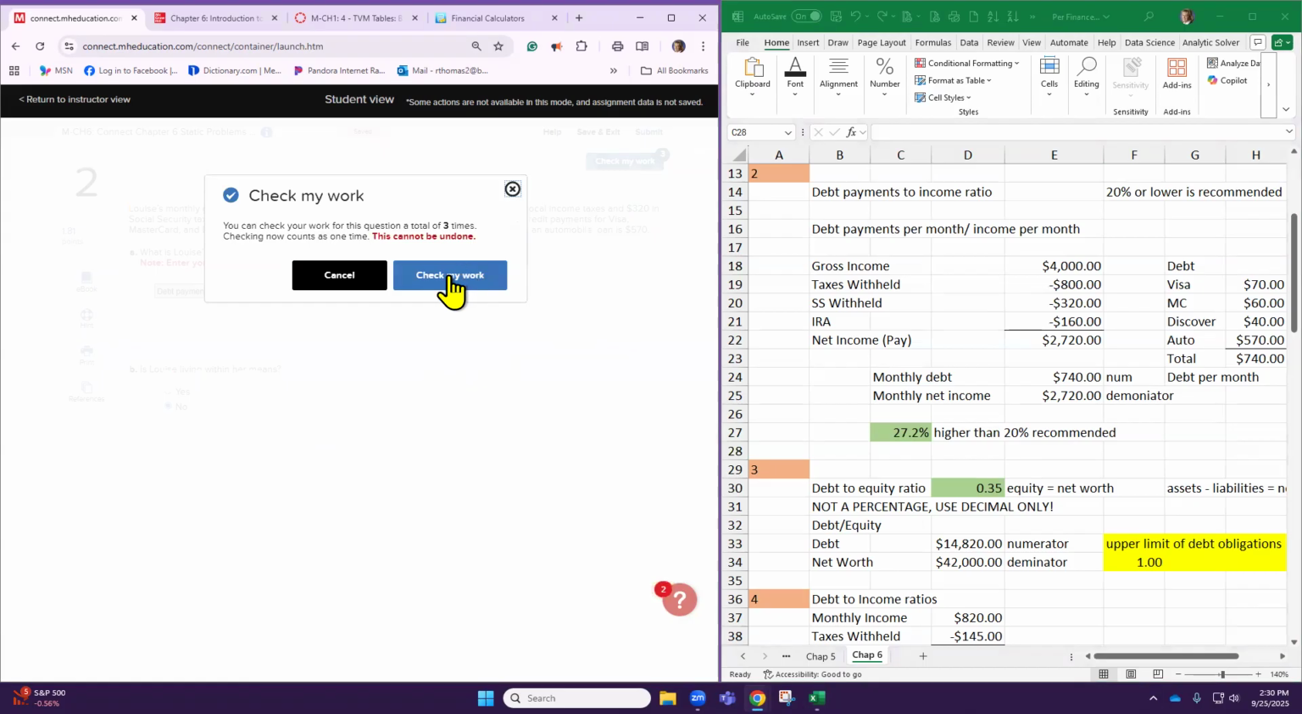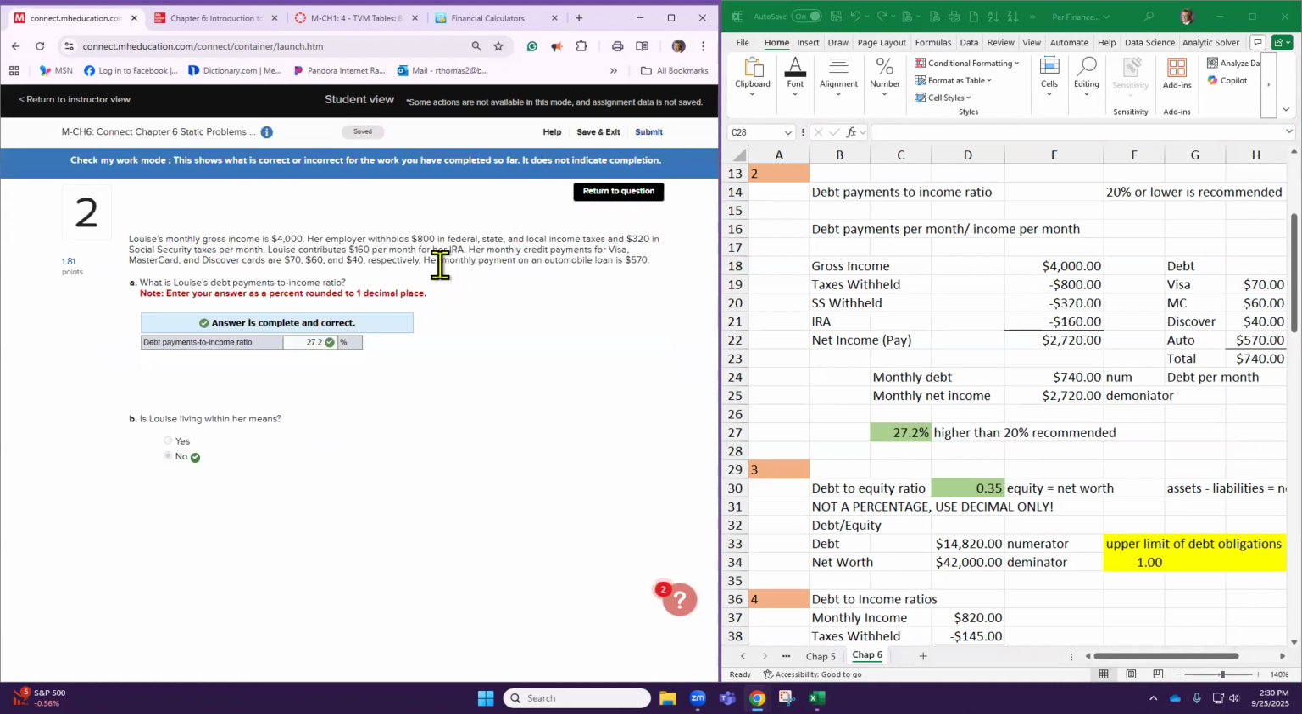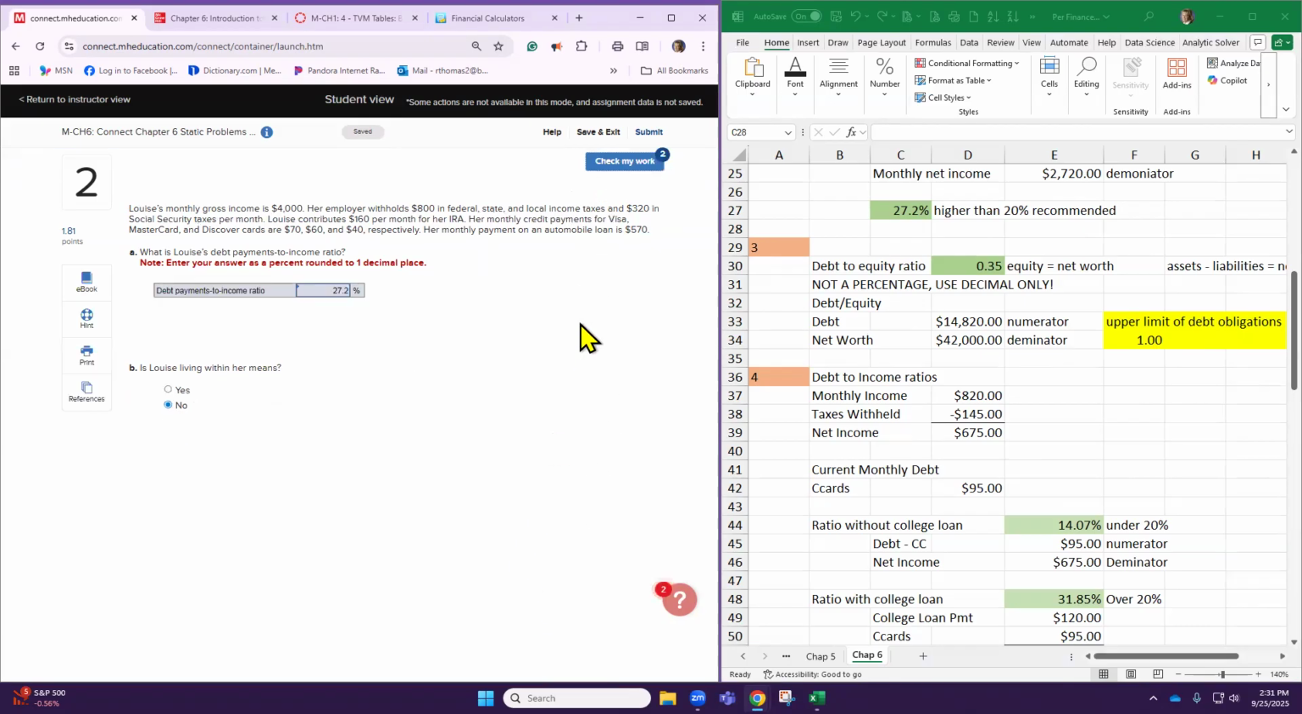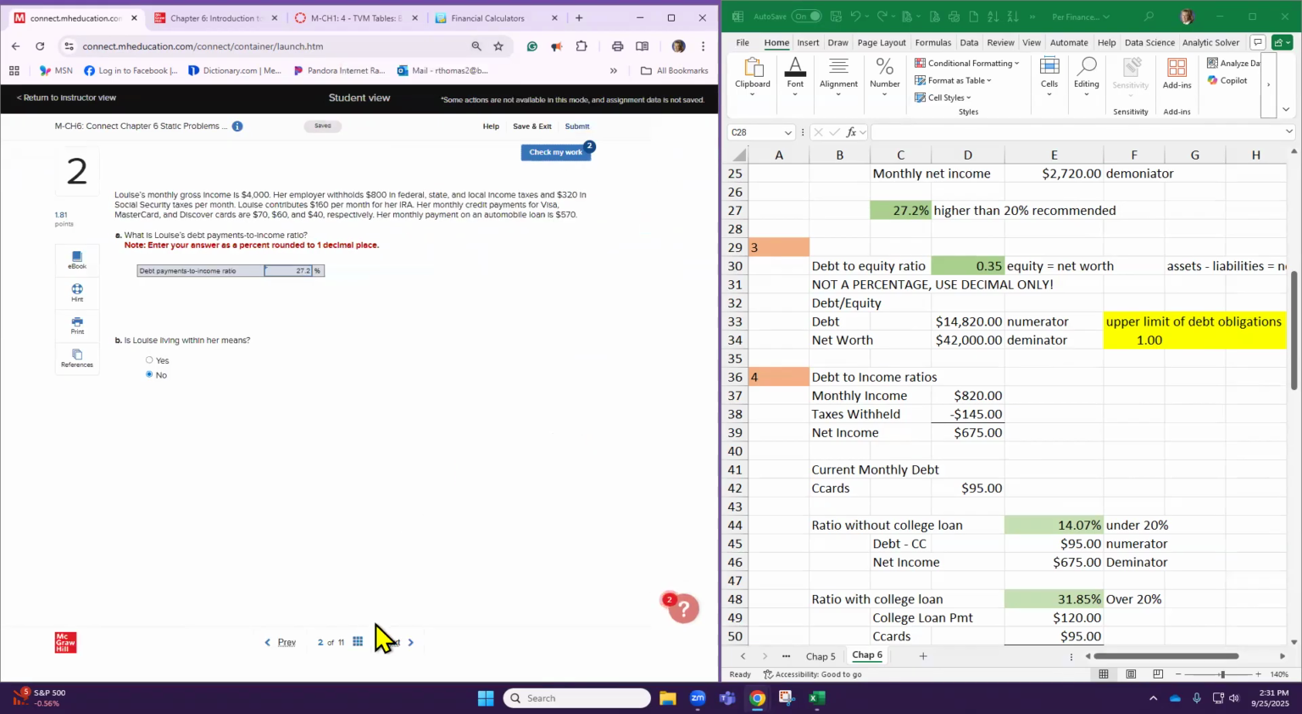Now, there's no police that are going to come out and tell you that you've got too high of a debt to income ratio. There's nobody policing this, just you. But if you want to get more savvy with your finances, there might be a way to try to curb that down below the 20%. Now we're going to do one called debt to equity ratio. Anything you see that's a ratio is going to be a division problem. So let's go to number 3.